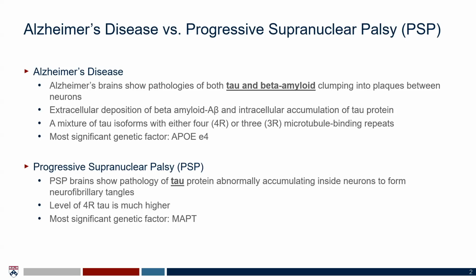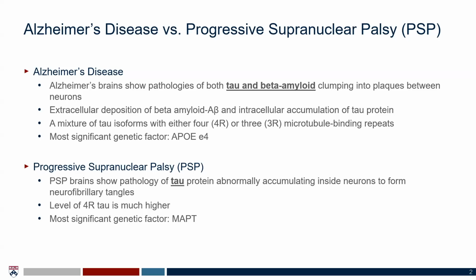And for Alzheimer's disease, so far the most significant genetic factor is ApoE. For PSP, we only see tau protein in the PSP brain. And the level of 4R tau is much higher compared to Alzheimer's disease. The 3R tau level is much lower, and 4R tau is much higher. And the most significant genetic factor so far for PSP is MAPT. So that is a very brief background of these two diseases.